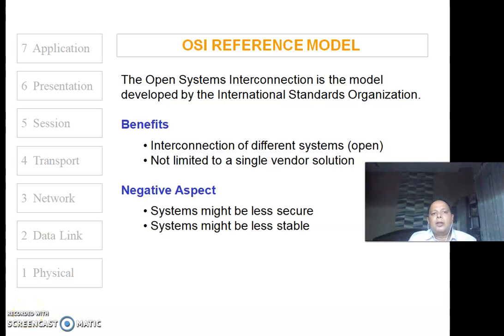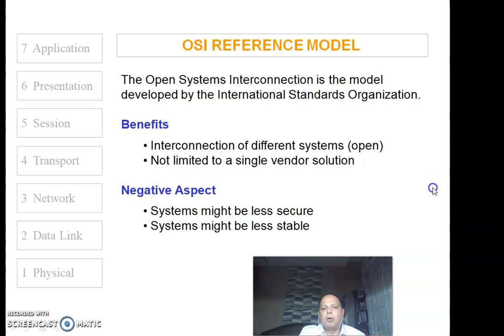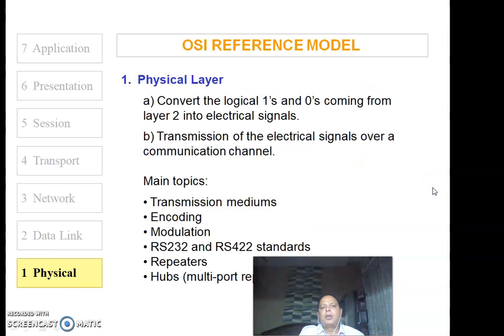After discussing the benefits and negative aspects of the OSI model, now let's go into the depth of each and every layer, starting from the physical layer. We have seen the physical layer is the lowermost layer in the OSI model. Now what is its functionality in the OSI model?